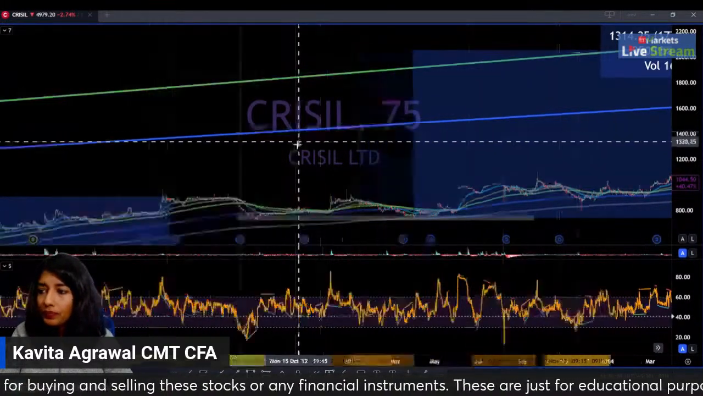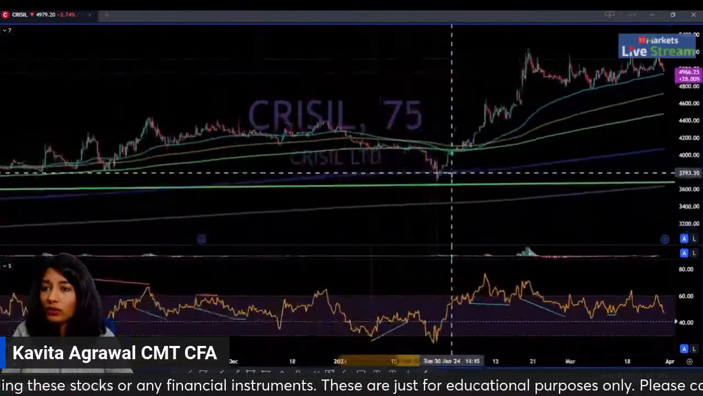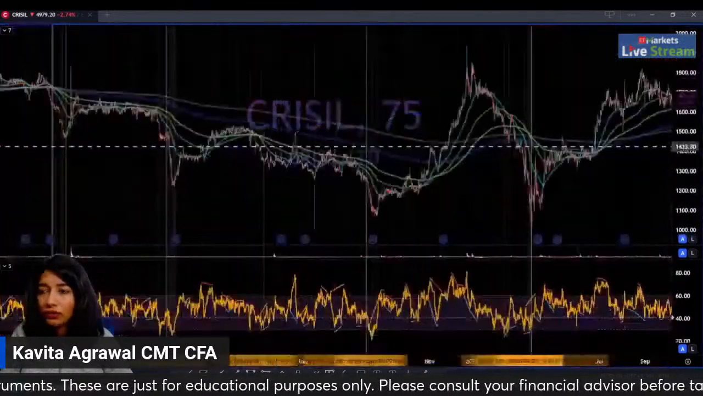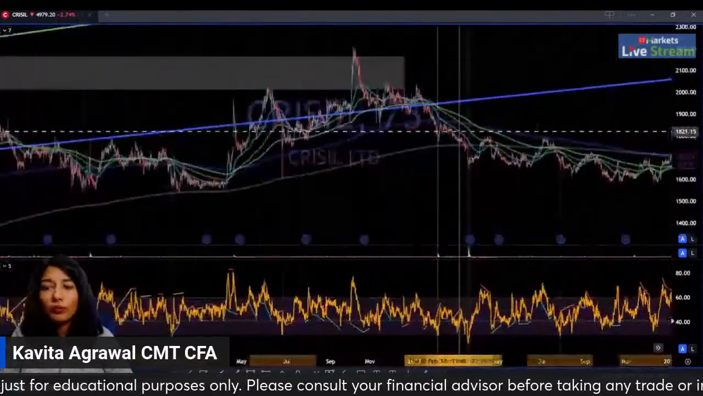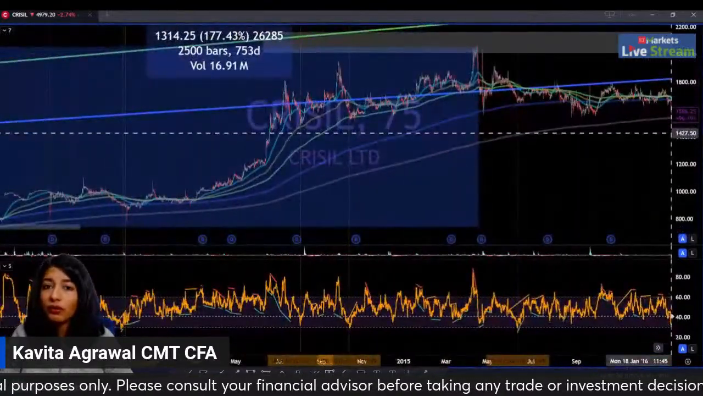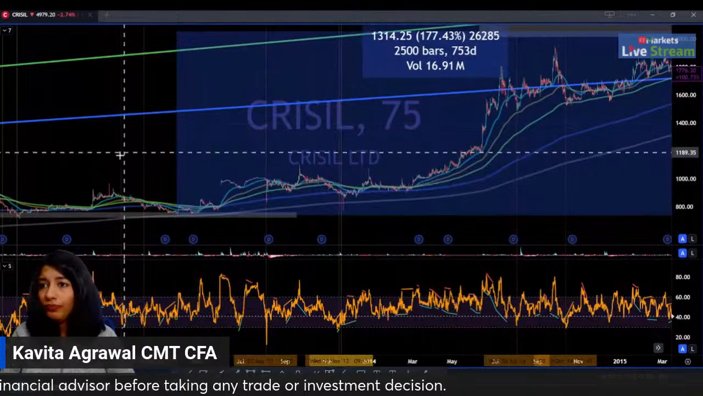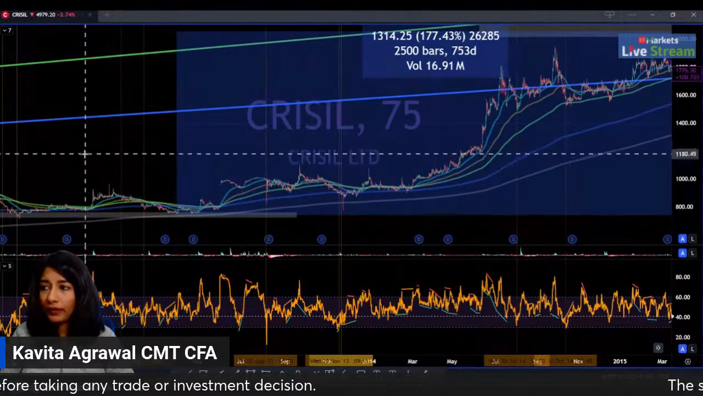Now, a very important, oh my God, why did I do that? I reset the chart. And also, if you're wondering how I am able to draw the vertical lines so quickly, I'm using a keyboard shortcut of Alt plus V to draw vertical lines really quickly.